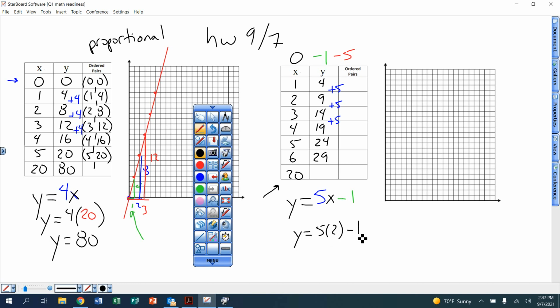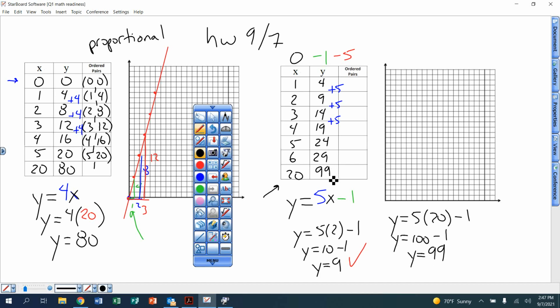When I plug in 4, I get y equals 10 minus 1. Yep, that's y equals 9. So you could see that formula works for every single point. If I wanted to find the 20th, take that, plug in 20. Make sure you subtract that 1 at the end. That gives you 100. Minus 1 gives you 99.